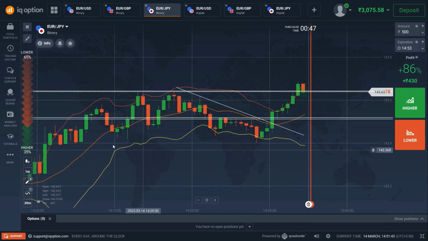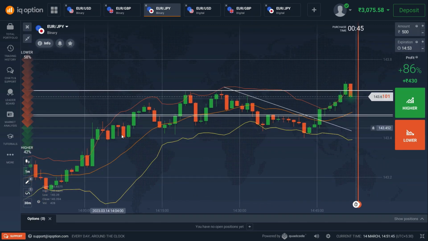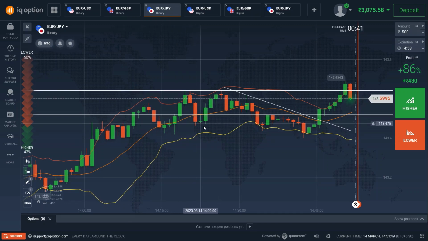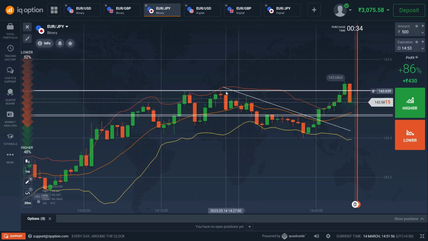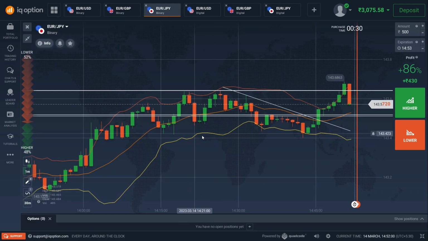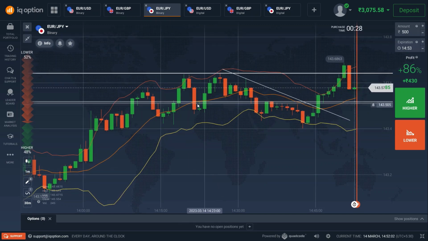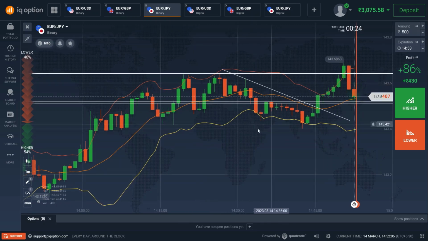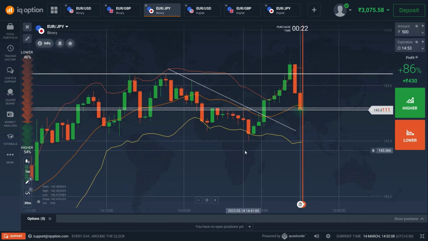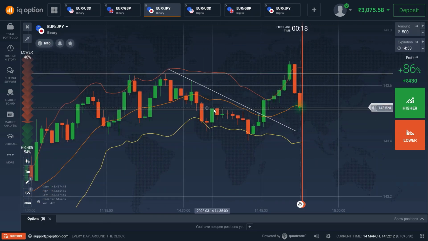Let me just explain. So the market started forming higher high, higher low, higher high, higher low, higher high, higher low, and a higher high and a lower high. The market formed a higher high but formed a low below the previous higher low. So this is a lower high, and after that you can see the market tried moving in the upward direction, got rejected from this level.